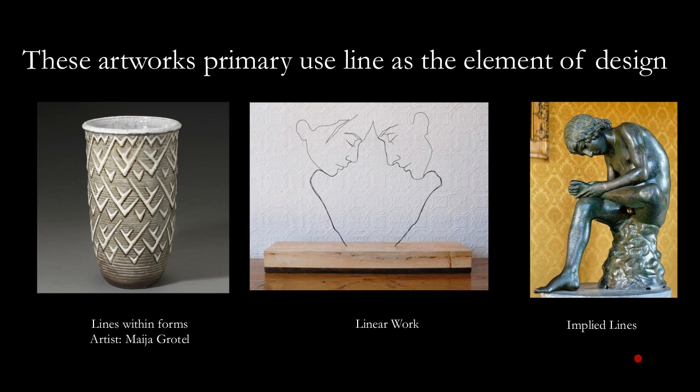Then we could take a look at this piece. This is an implied line. Implied lines, you visually don't see them, but they're sort of there. So I like taking this piece, it's called the Thorn Puller. And if we look at it, his eye line is looking at his foot, trying to pull out the thorn. And even though you can't actually physically see the line, it's still present in the work.